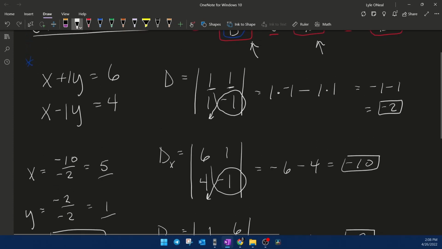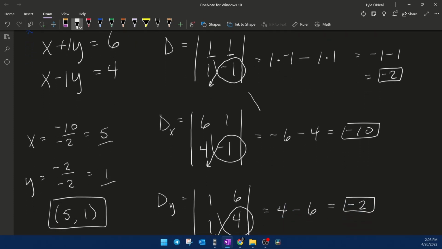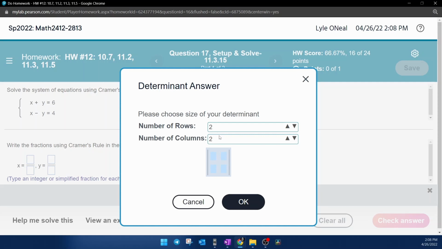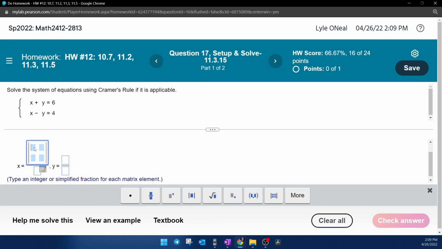So now we need to go back and plug into our MyLab Math these three determinants, and then we can plug in our solution. And again, forgive me if this is a little bit small, but I had to zoom out so that I could fit this all in one window. X, remember x was D sub x over D. D sub x was a determinant, so we're going to click on the determinant. And yeah, we need 2 rows and 2 columns. If this was 3 equations and 3 unknowns, you would need to increase the number of rows and columns. Now, let's fill in for D sub x. That was 6 and 4 and 1 and negative 1.